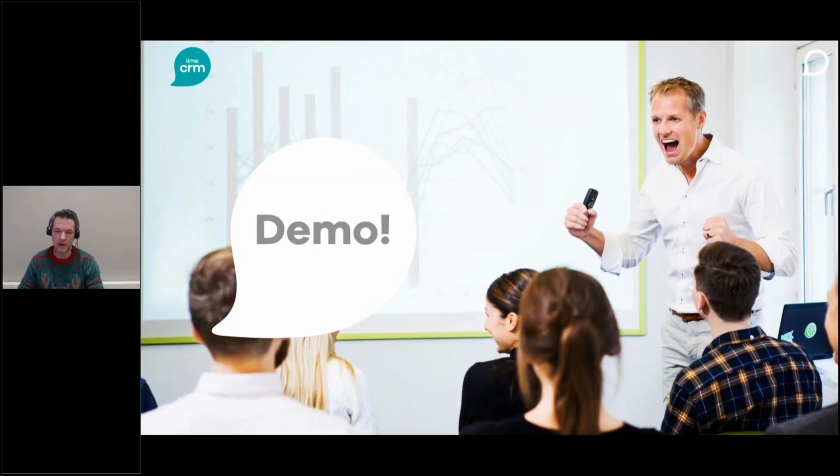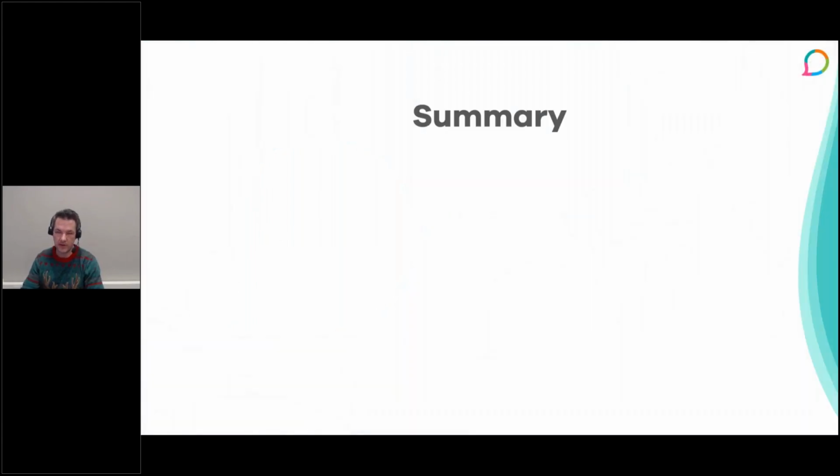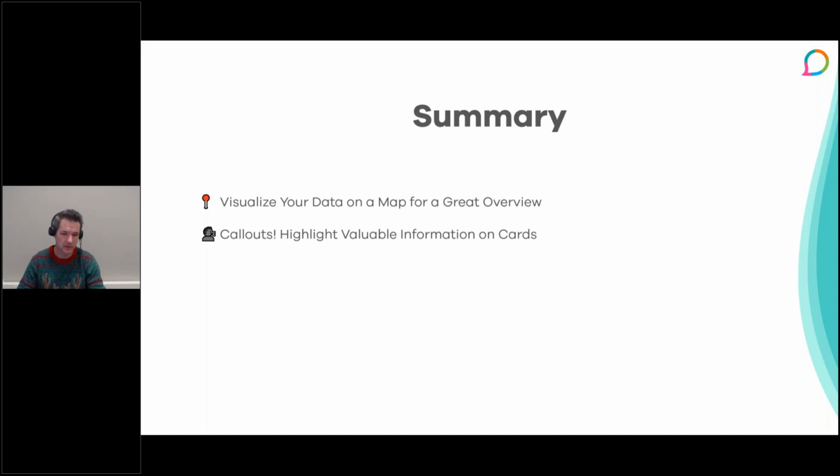I hope you are as excited about these new features that enhance the visualization of information in Lime CRM. And today, as I said, we've covered how you can visualize your data on a map for a great overview, better planning, better understanding of the data, how callouts can be used to highlight valuable information on cards in the right context, and how Lime Object Summary can be used to expand your relationship fields visualization, minimizing the need of digging deeper in Lime CRM, getting served the information where you are in the best way possible.